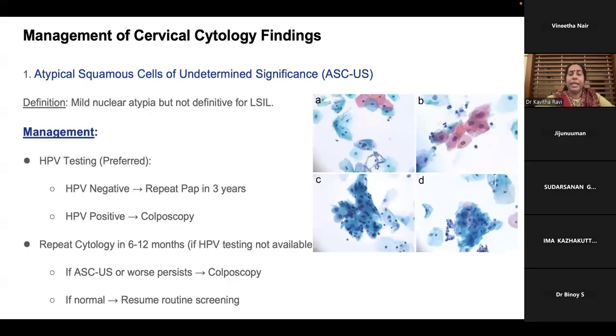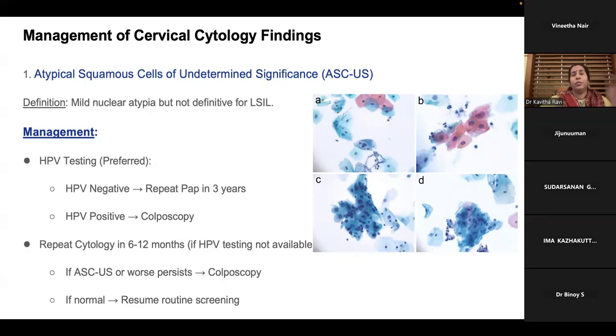But if the report says that it is atypical squamous cells of undetermined significance, abbreviated as ASCUS, that means there is mild nuclear atypia, but not that much to categorize it as a squamous intraepithelial lesion. You all must be remembering the CIN 1, 2, 3, which you all learned for your pathology as well as for your gynecology.